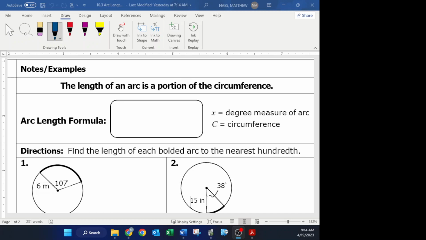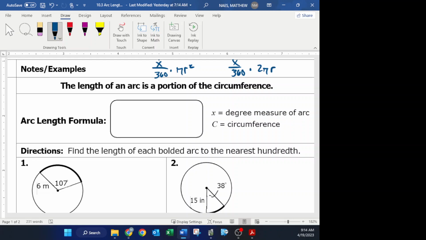All right, so for 10.3, arc length formula. Now, the arc length formula is similar to our area of a sector formula. If you remember, area of a sector is the angle measure over 360 times the area, pi r squared. But that's area of a sector. Arc length is the same concept. It's x over 360 times the circumference, which is 2 pi r.